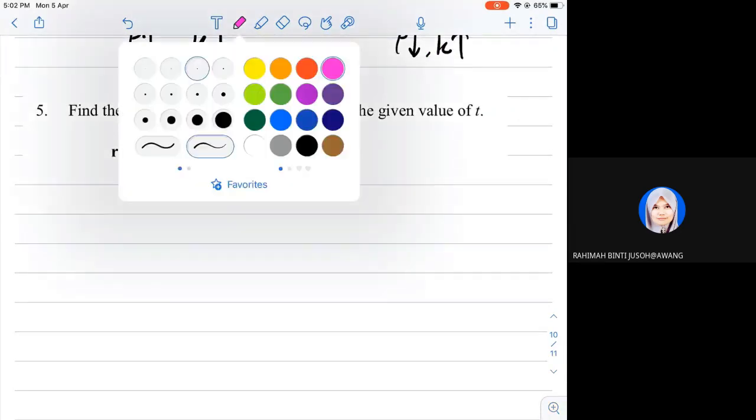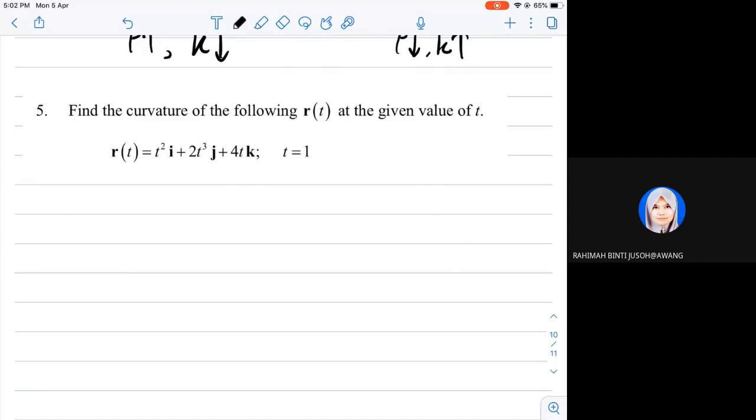Okay, so guna second formula. Kita ada curvature: R prime cross R double prime, divided by magnitude of R prime to the power of 3.